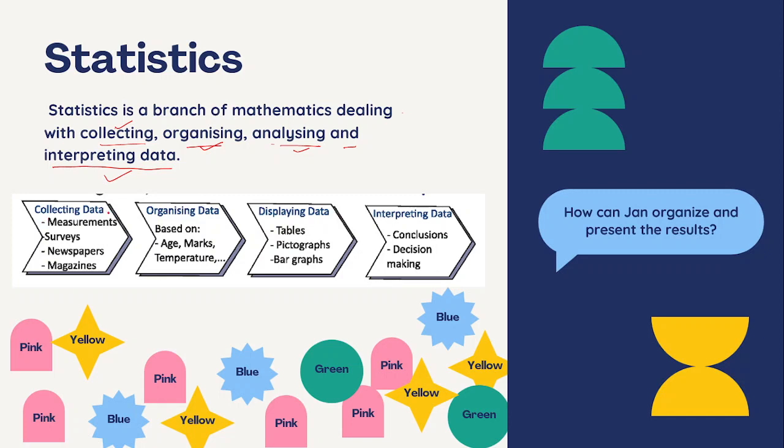So basically when we collect data, it means how we collect the data: measurements, surveys, newspapers, magazines, like that we collect the data. Then we organize the data based on age, marks, temperature, color. Then we display this data using tables, pictographs, bar graphs. These are the different methods to display data. Next, interpreting data. It means after displaying the data, we find some conclusion and do some decision making, and we reach some decision.